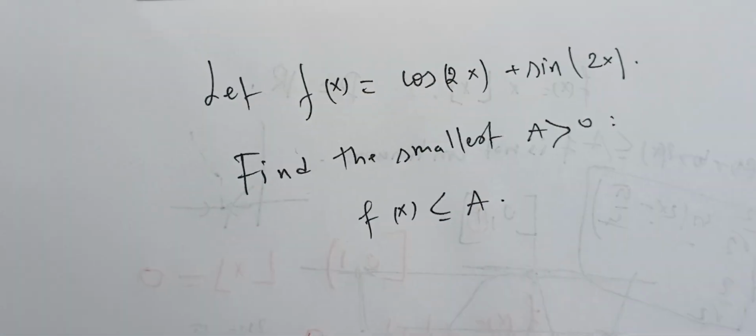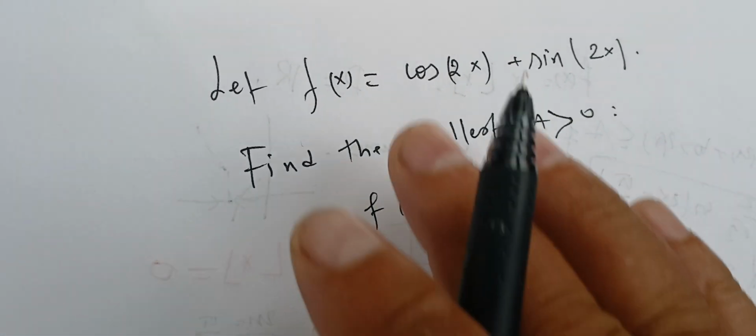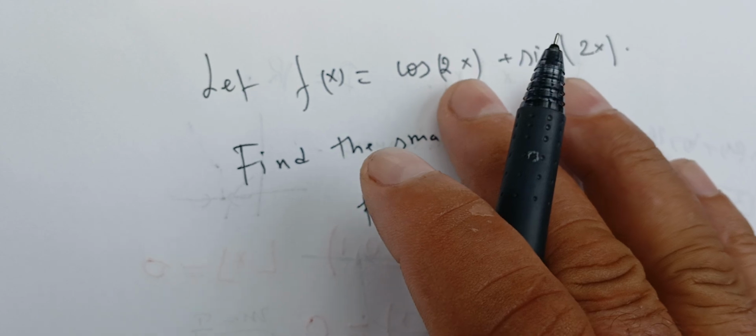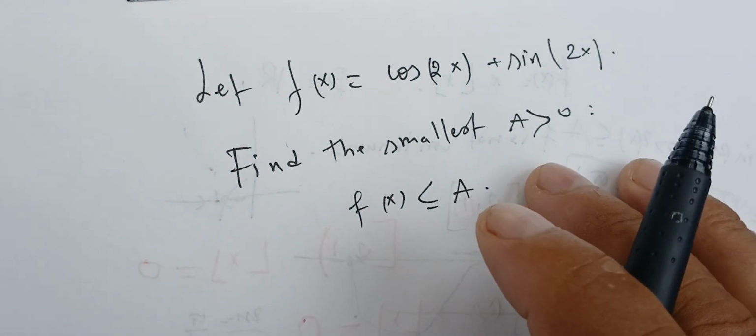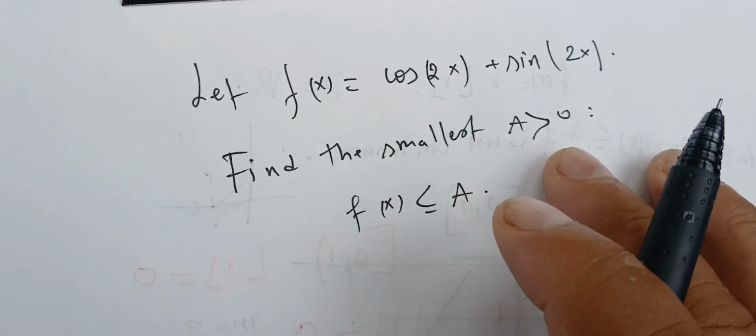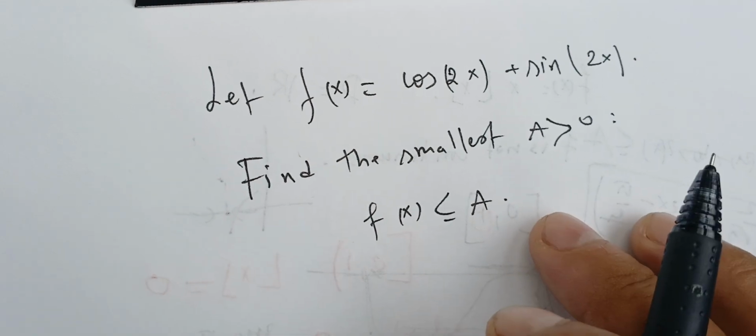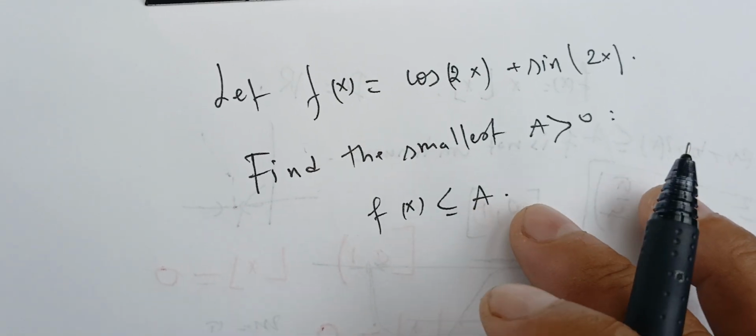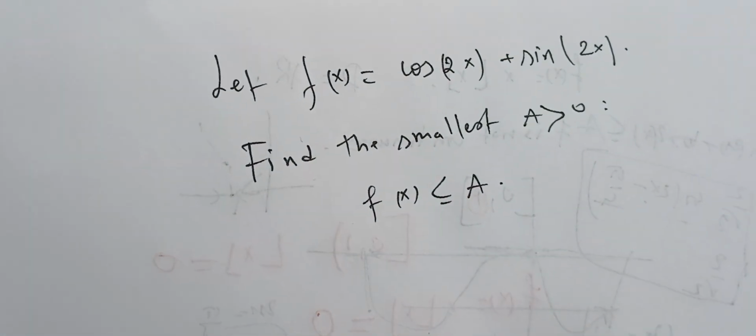Let's solve the following question. f of x is the cosine of 2x plus sine of 2x. We want to find the smallest positive a such that f of x is less than or equal to a.